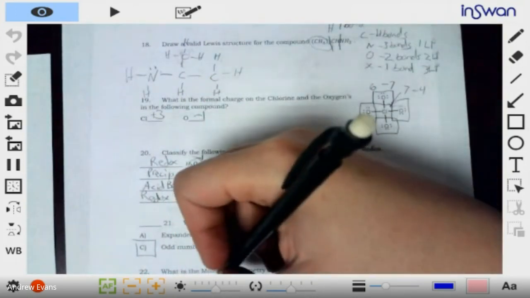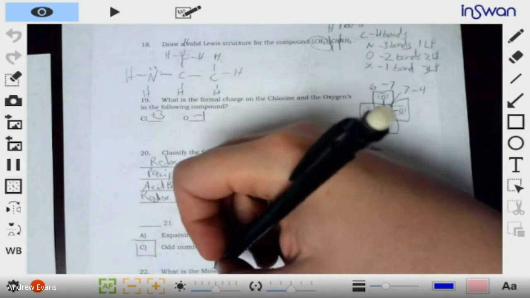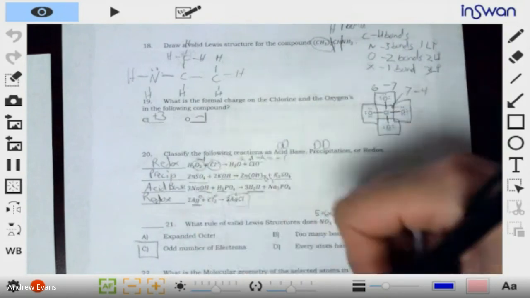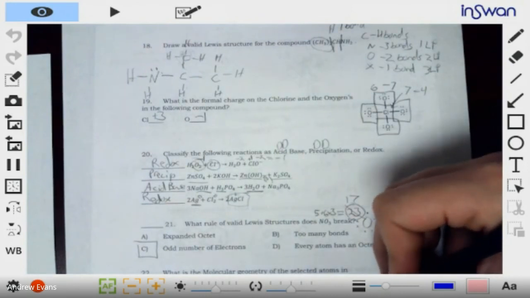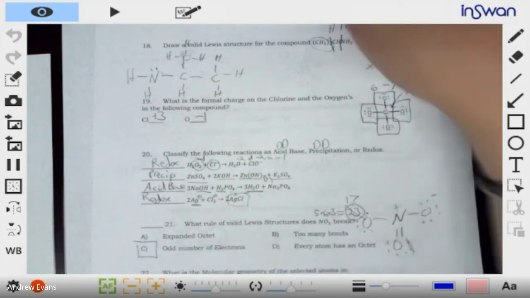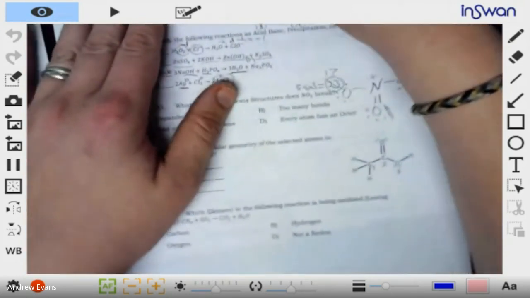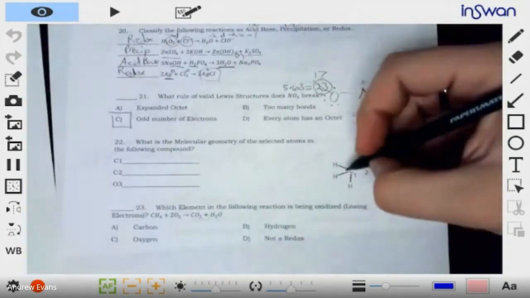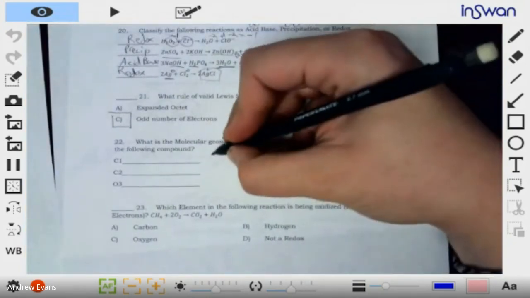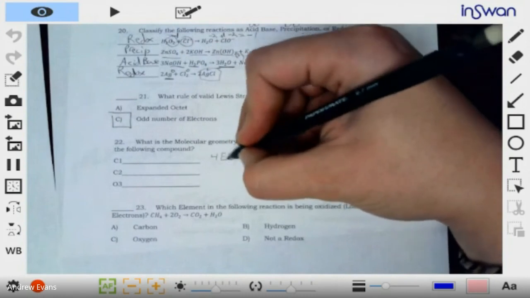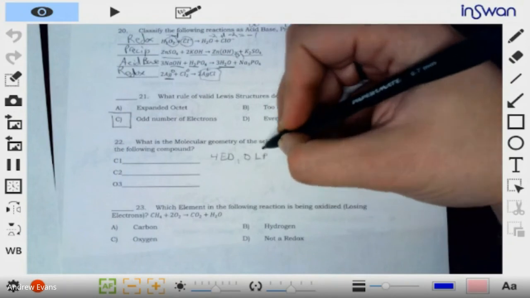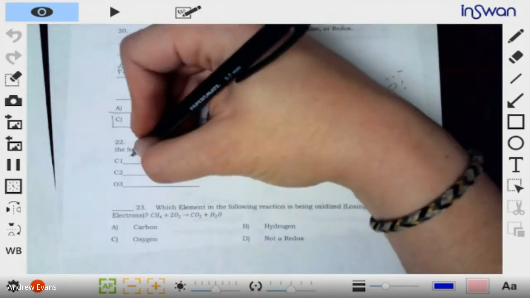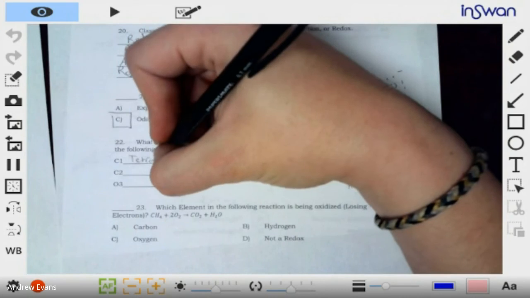Now, what is the molecular geometry of the selected atoms? To do this, you just have to look at each atom individually as a center atom. Carbon 1 has 4 electron domains. How many lone pairs does it have? 0 lone pairs. So what is the molecular geometry? Tetrahedral.